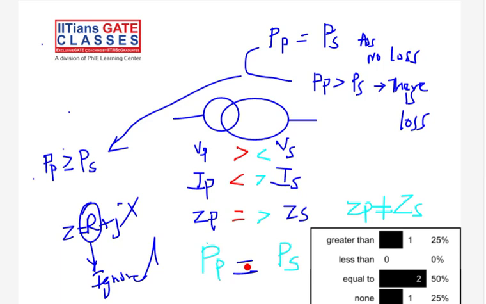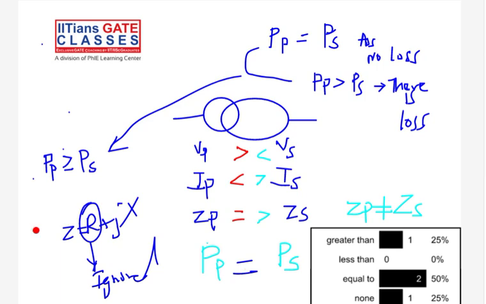VP IP is equal to VS IS. Again, the question is whether you are ignoring losses or not. This is with the assumption that the losses are ignored. It should be VP IP is equal to VS IS plus I square R, or whatever that equivalent is. It will be IP square RP plus IS square RS, right?